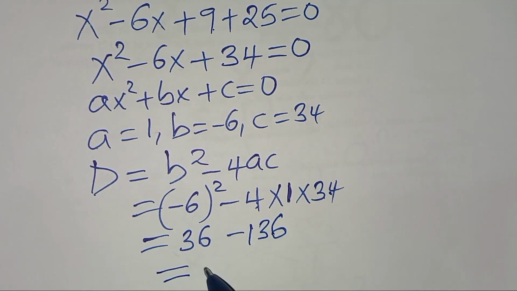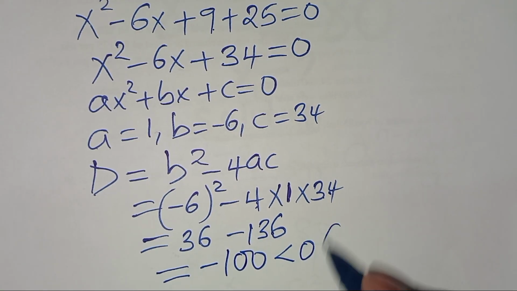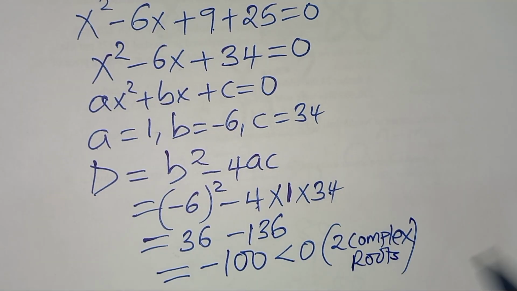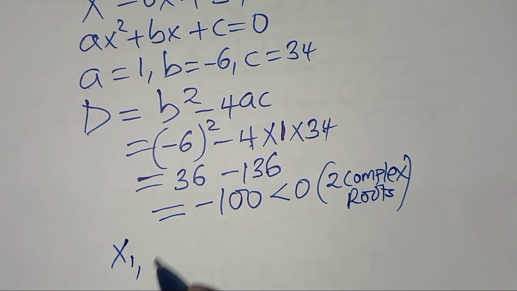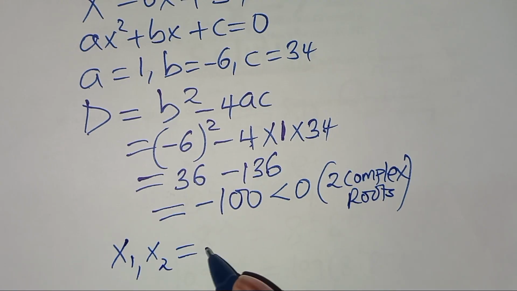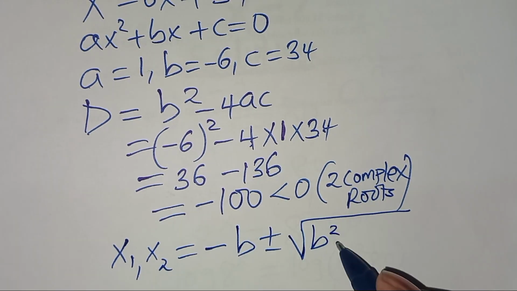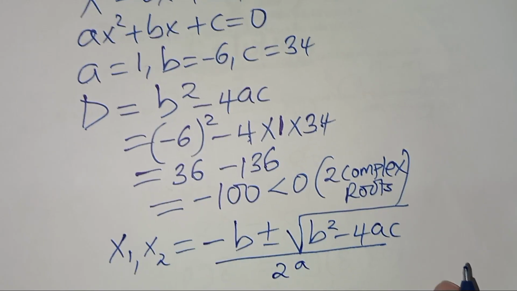So this is equal to −100, and this is less than 0. That means we have two complex roots, which we can solve by introducing the quadratic formula, that is x1, x2 = (−b ± √(b^2 − 4ac)) / 2a.